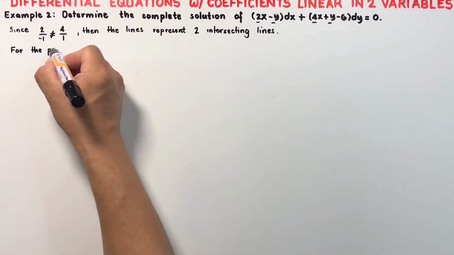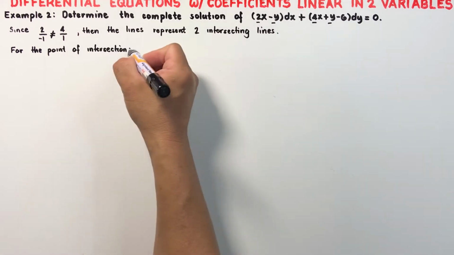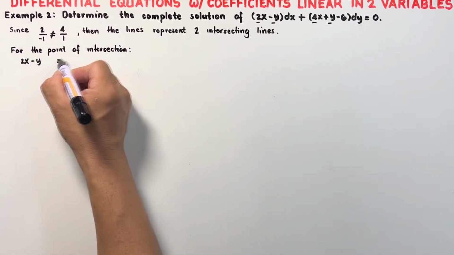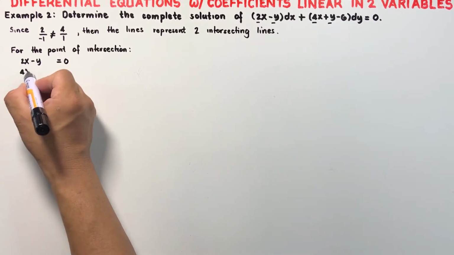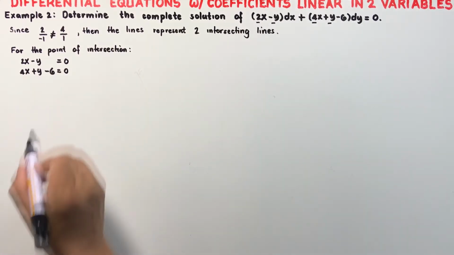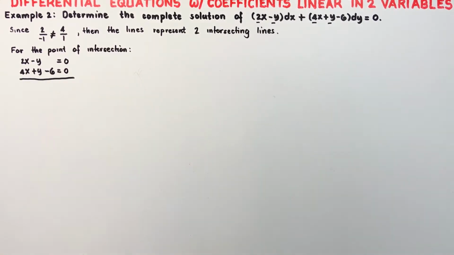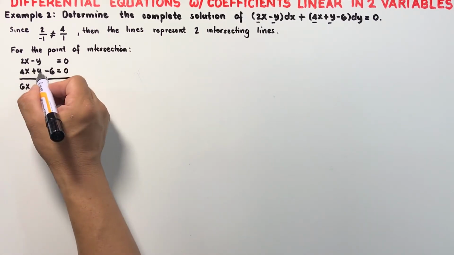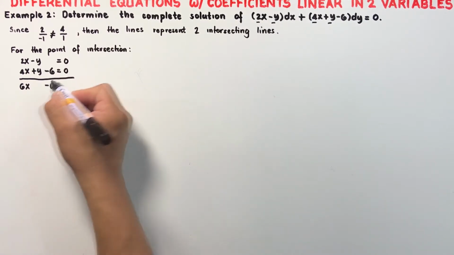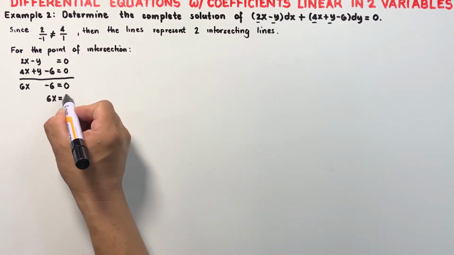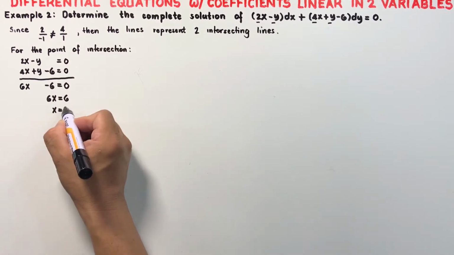So for the point of intersection, we have 2x minus y when equated to 0, and we have 4x plus y minus 6, which is equated to 0. Then we can solve for the point of intersection by using elimination by addition. So 2x plus 4x is 6x, and minus y plus y is 0. So we have here minus 6, which is equal to 0. And therefore, we know that 6x is equal to 6. Therefore, our x is 1.